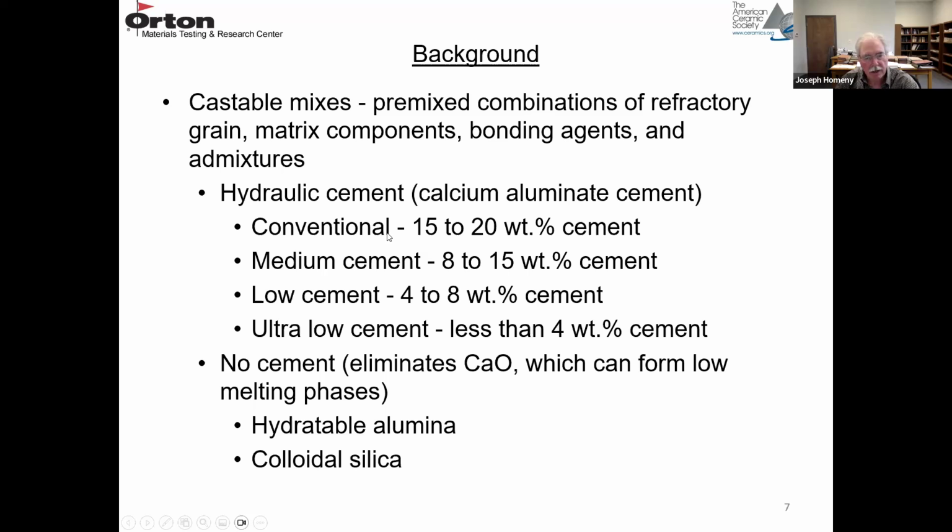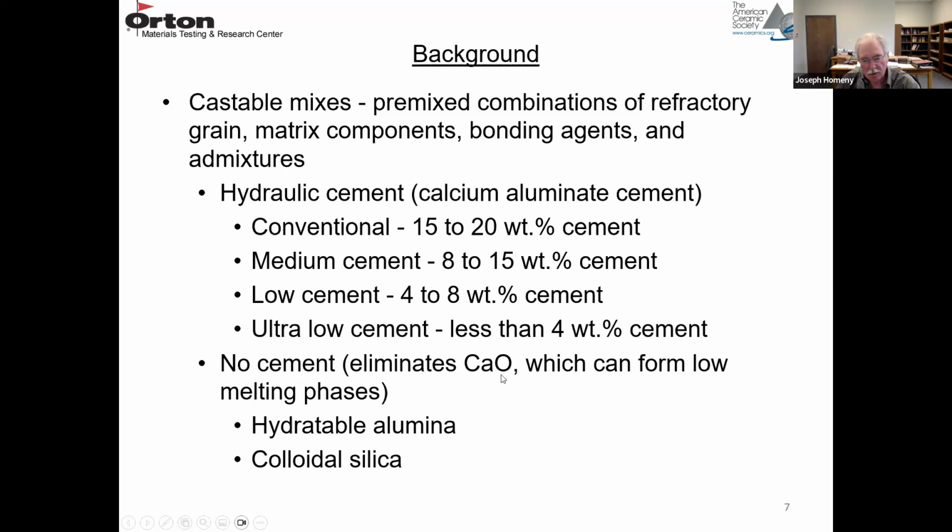So the conventional castables were made with 15 to 20 weight percent cement. Then the medium cement castables, maybe 8 to 15 weight percent cement. Then the lower cement materials, 4 to 8 weight percent cement. And finally, the ultra low cement materials are usually less than 4 weight percent cement. And then you go all the way down to no cement.